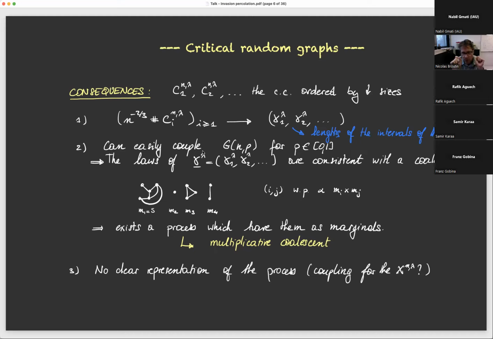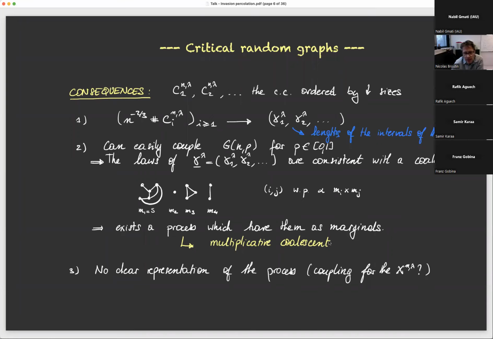But if I take this process and I change a little bit lambda, basically you have connected components that will merge together, but it will become a huge mess in the process. The reason is the order in which you see the nodes in the exploration is not consistent with the coalescent. So there's no reason why it should be nice. It will be a huge mess. And because of this, there's no clear representation of the process.